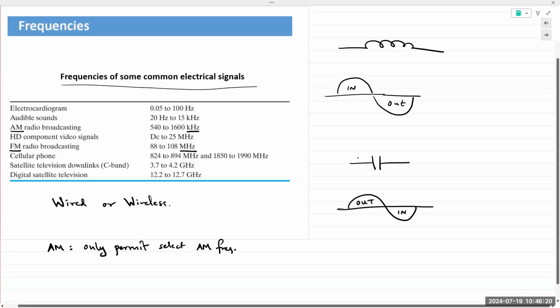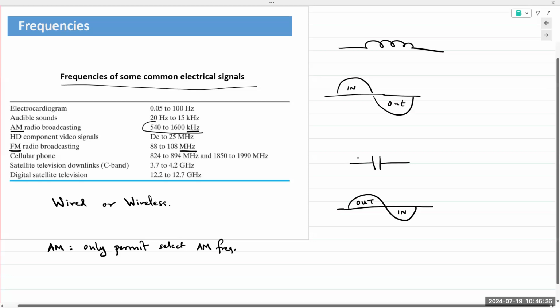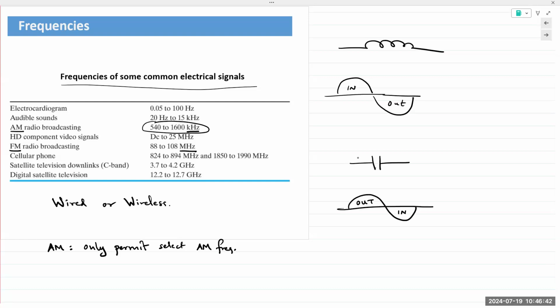Everything else is blocked. If you have an AM radio, and those still exist, whether it's in a vehicle or handheld or whatever, it will block out any frequency signal that is outside of this AM range. So AM range is 540 to 1600 kilohertz. So below 540 kilohertz and above 1600 kilohertz are all blocked.